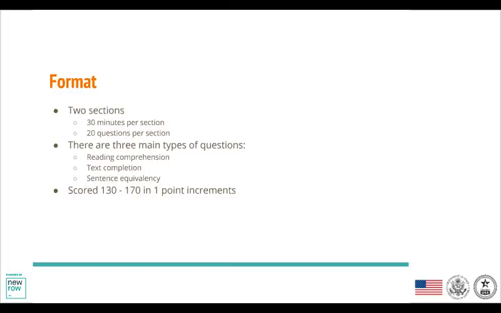Again, like the quantitative reasoning section, this is scored on a 1-point incremental scale from 130 to 170, 170 being the high end. Again, if you're looking into graduate programs, you should look at what the minimum cutoffs are for each section, not just the composite score. So that might be a phone call to the admissions counselor to get that specific information.